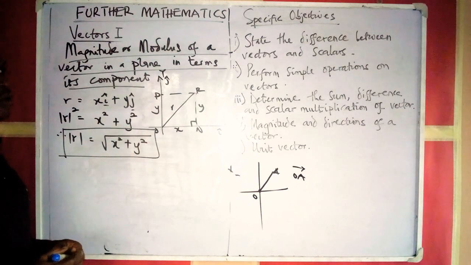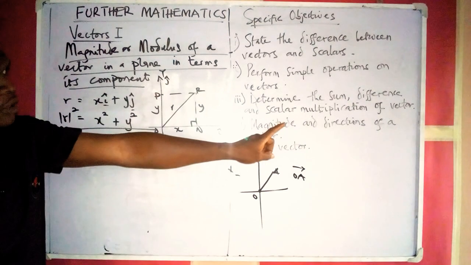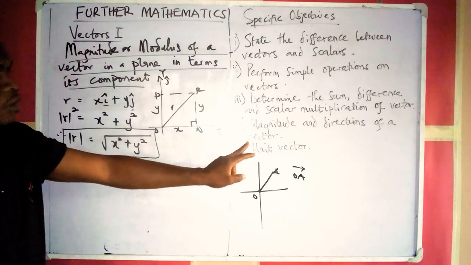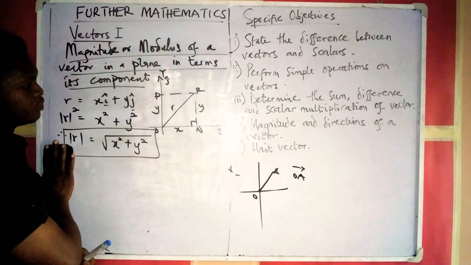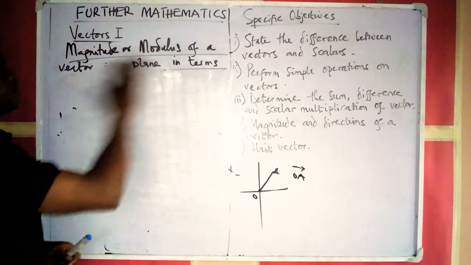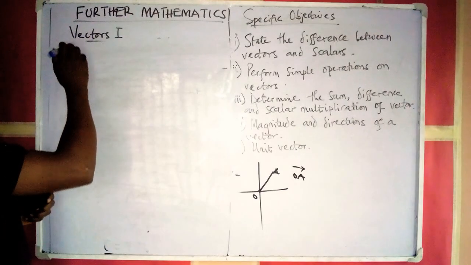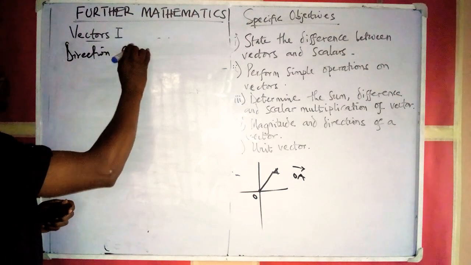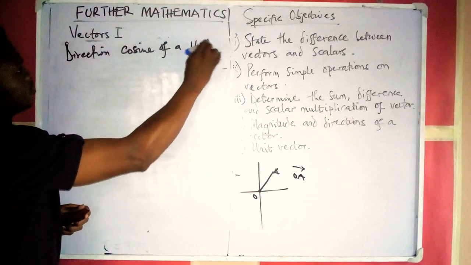Then after this, we are quickly going to look at the direction cosine of a vector.